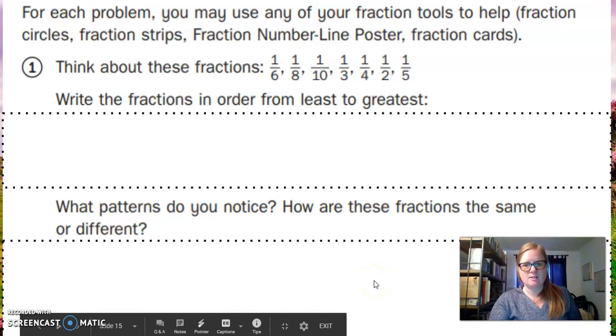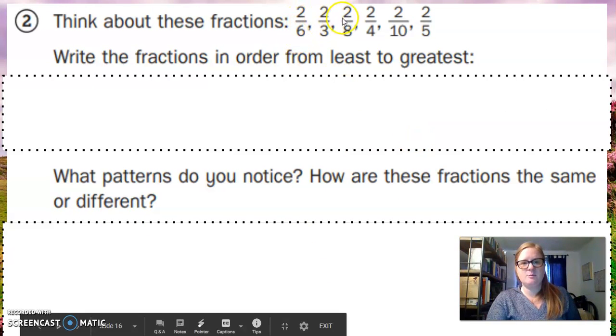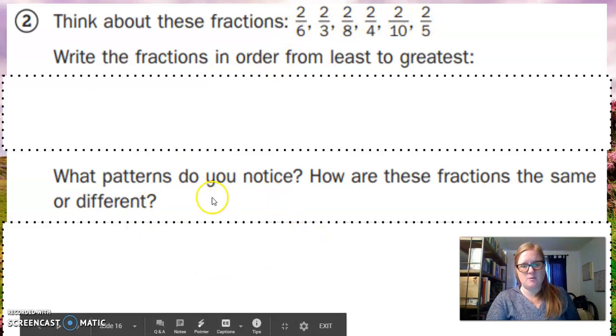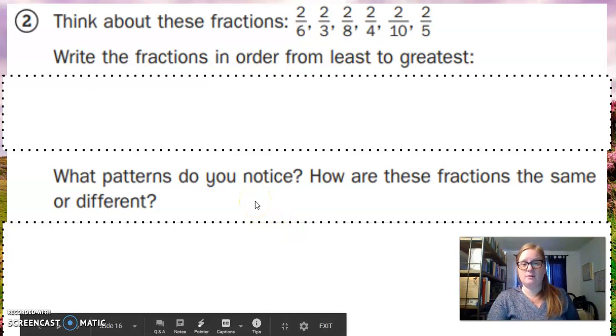Okay. So then what you're going to do, these are all the same numerator again. Now we're looking at 2's, and you're going to write the fractions in order from least to greatest again. Okay. So does it make a difference when the numerator has changed? You will find out. Okay. So what patterns do you notice? How are these fractions the same or different? Like I already told you, all of these have the same numerators. You could write that as something that you notice. But I do need more on what pattern you see.